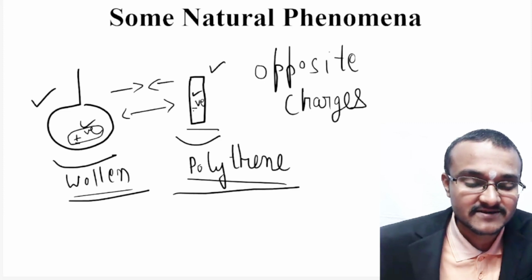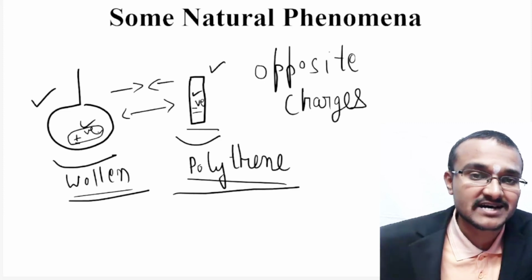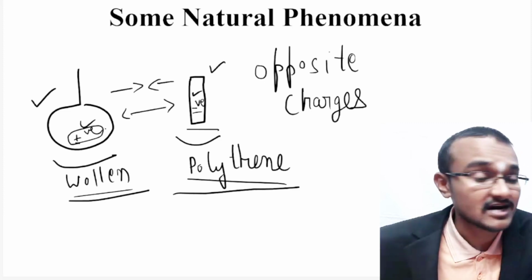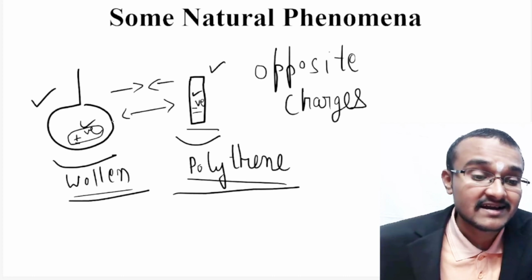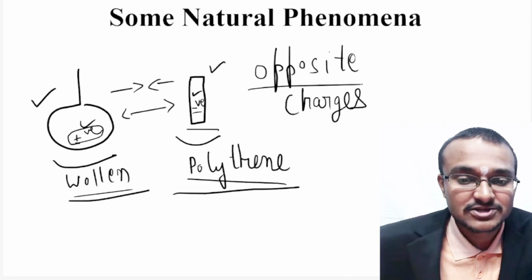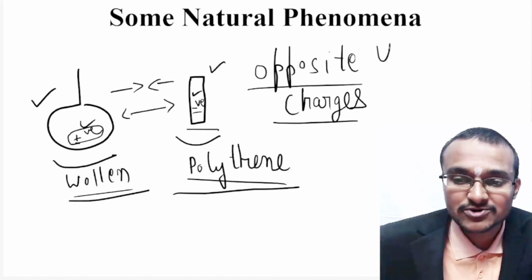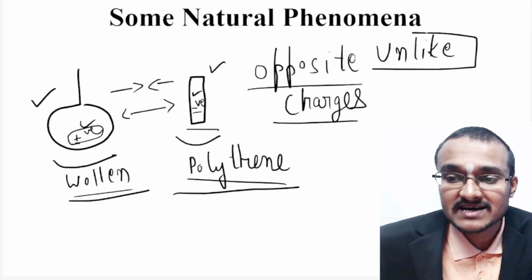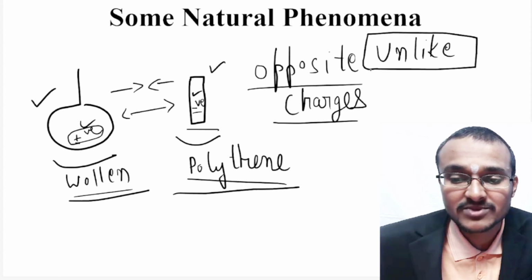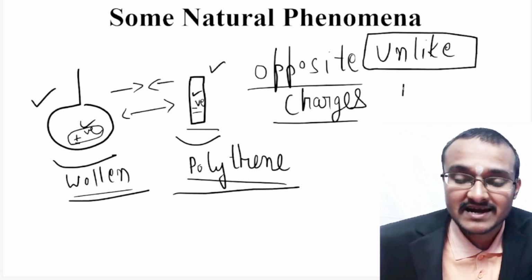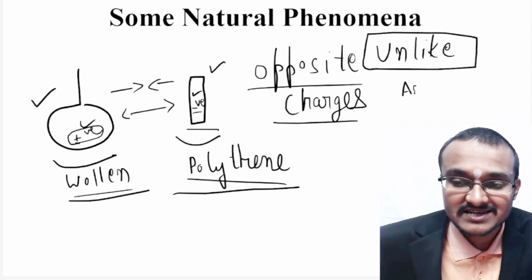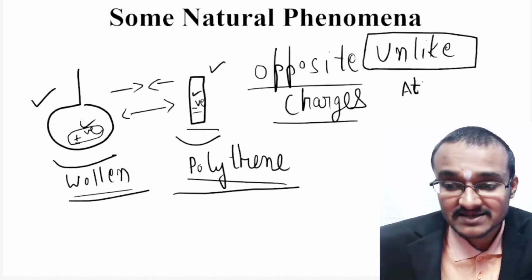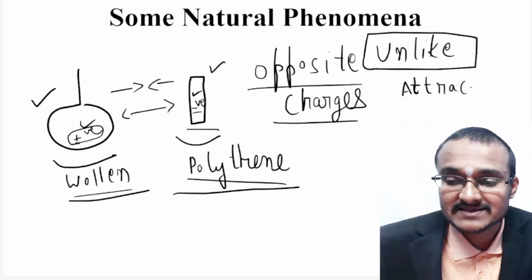So you can see here negative charge and positive charge are not similar charges, they are different charges. So opposite charges, also known as unlike charges. Whenever unlike charges are accumulated on two bodies, they attract. So opposite charges or unlike charges attract each other.